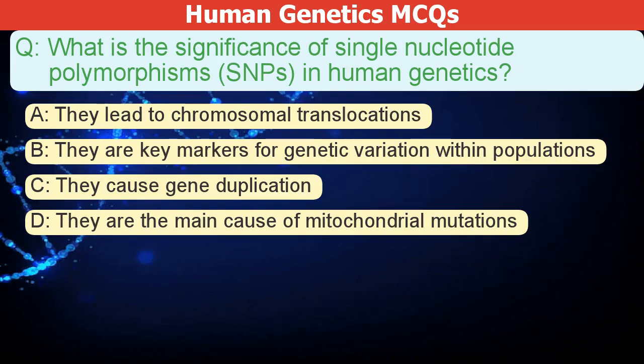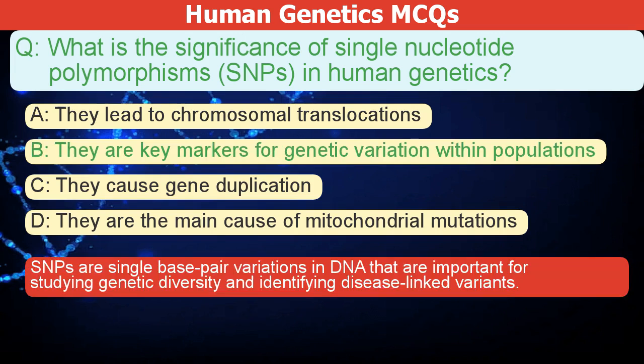What is the significance of single nucleotide polymorphisms, SNPs, in human genetics? A. They lead to chromosomal translocations. B. They are key markers for genetic variation within populations. C. They cause gene duplication. D. They are the main cause of mitochondrial mutations. The correct answer is B. SNPs are single base pair variations in DNA that are important for studying genetic diversity and identifying disease-linked variants.